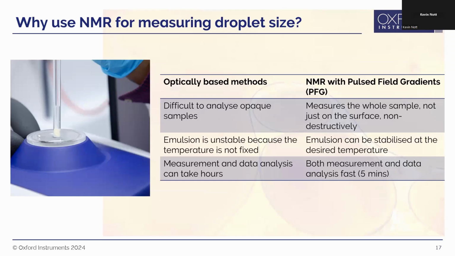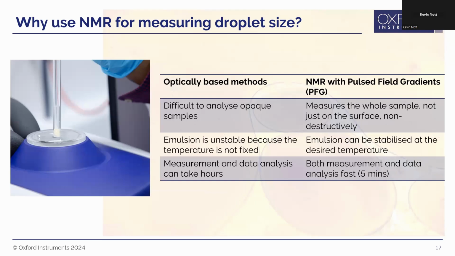So why would you use NMR? Well, traditionally, methods to measure droplet size are optically based, which makes it difficult to analyze opaque samples. Some emulsions, such as margarine, are unstable, so the temperature needs to be regulated, and in the case of margarine, at 5 degrees. Also, measurement and data analysis can take hours, particularly since the data is often analyzed manually by the operator.